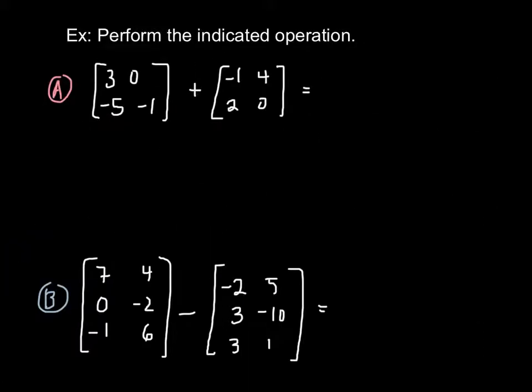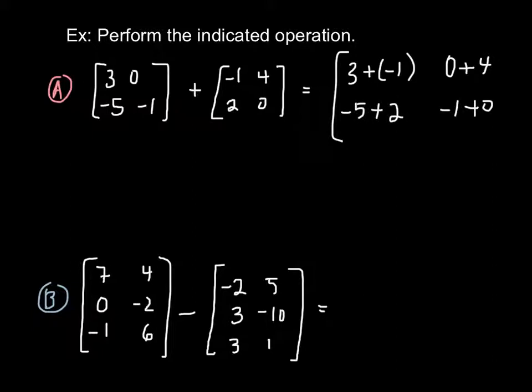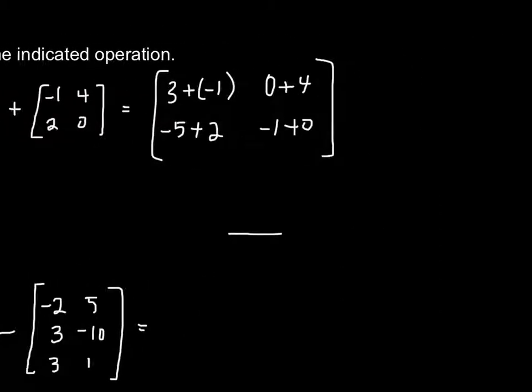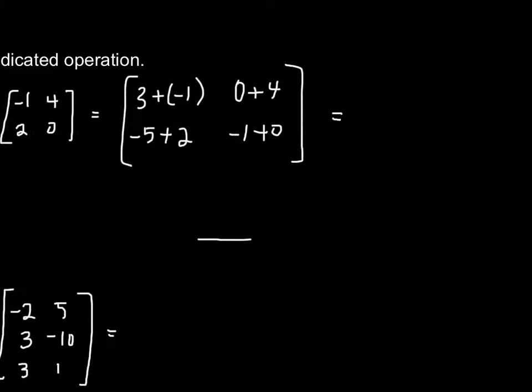So now we're going to be using actual values as our elements. So perform the indicated operation. The first problem, A, is an addition of matrices. So we're going to follow the exact pattern that we just did. We have 3 plus -1, 0 plus 4, -5 plus 2, -1 plus 0, and then simplify. So we have 2, 4, 3, and -1. And this is our final answer.